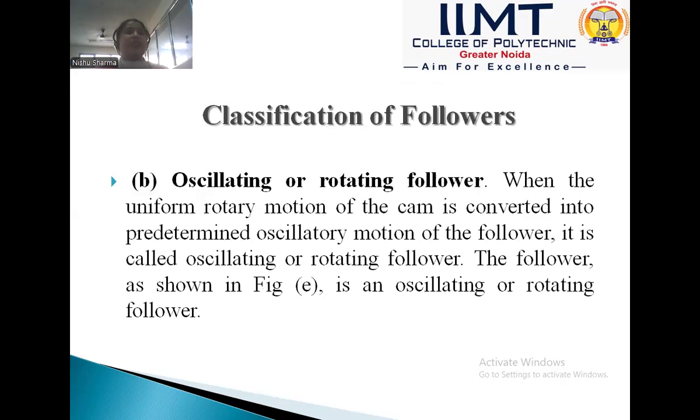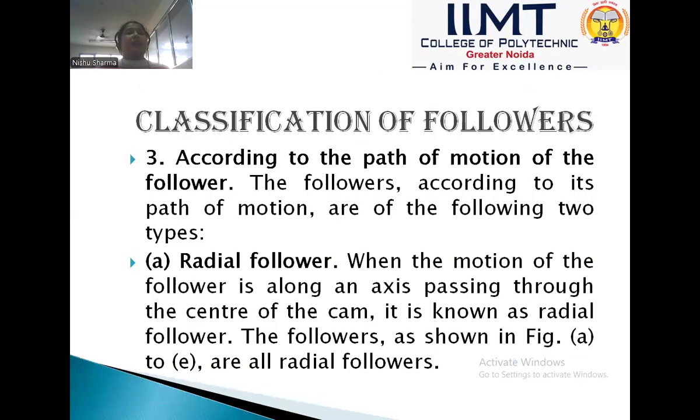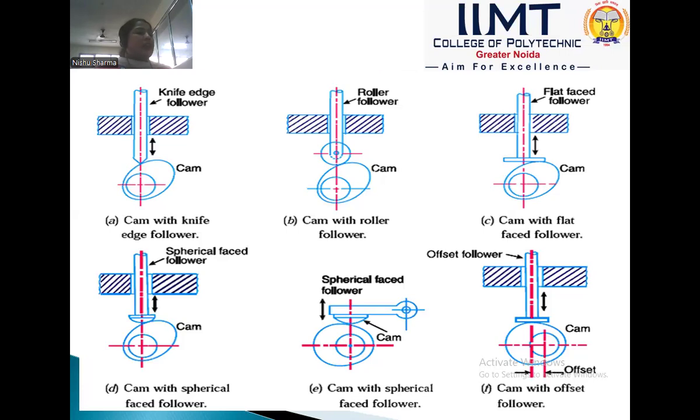In this diagram, A to D, we see a cam with knife edge follower, in diagram B a cam with roller follower, in diagram C a cam with flat face follower, and D is the cam with spherical face follower. These are all reciprocating or translating followers, because in these we see that the follower reciprocates in the guides. When the cam is uniformly rotated, the follower reciprocates.